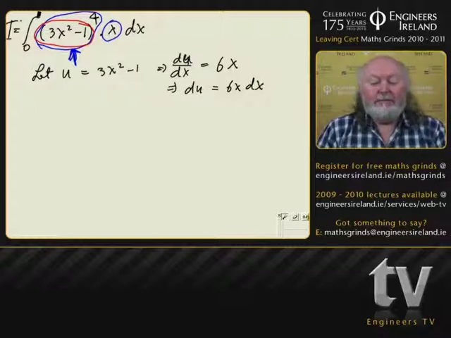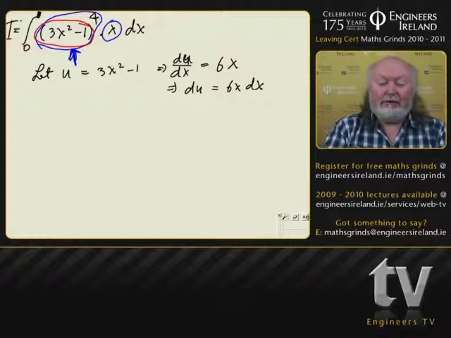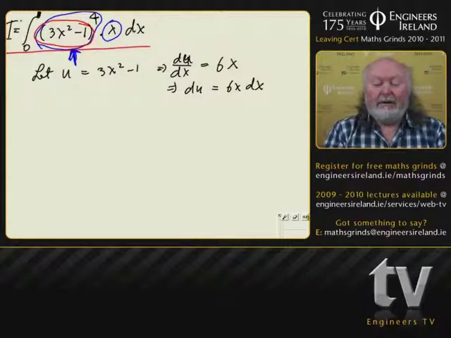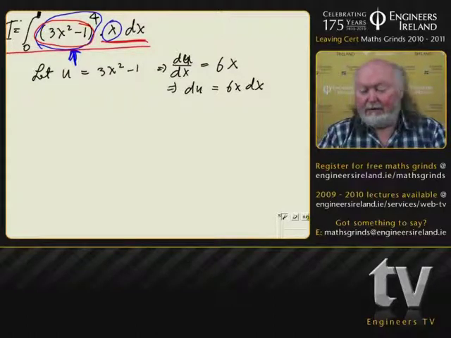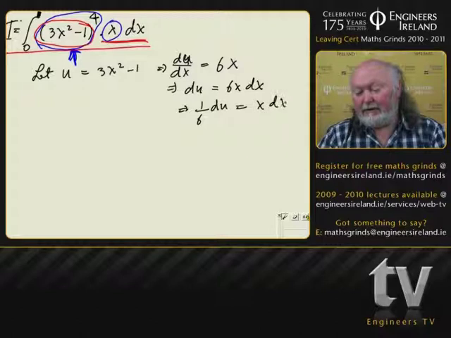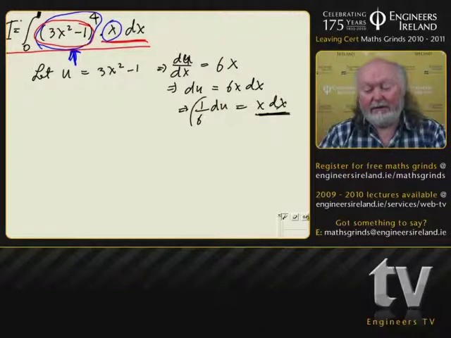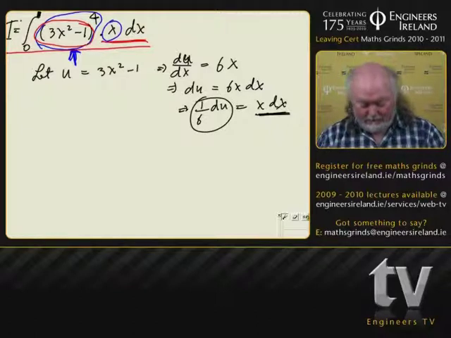Now you will notice up in our integral that we don't have 6x, we have just a single x dx. So what we can say, that implies 1/6 of du is equal to x dx. And now we've found a means of substituting or replacing that. It's going to be 1/6 of this.